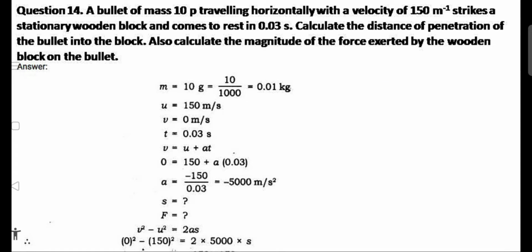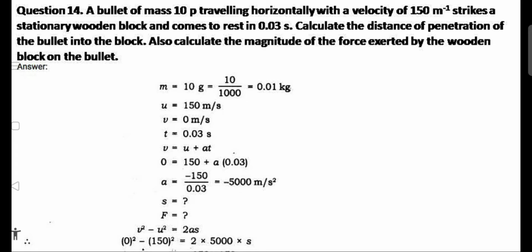Question number 14. A bullet of mass 10 gram traveling horizontally with a velocity of 150 meters per second strikes a stationary wooden block and comes to rest in 0.03 second. Calculate the distance of penetration of the bullet into the block. Also calculate the magnitude of the force exerted by the wooden block on the bullet.